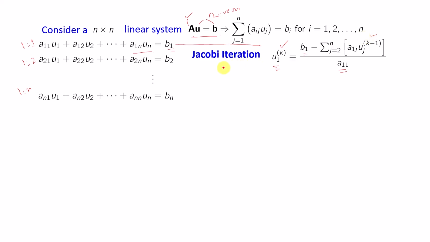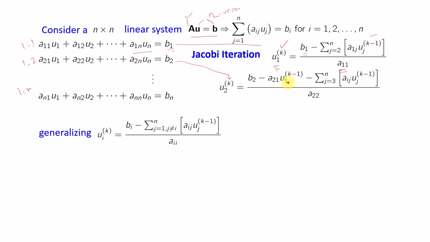Again, when I am solving for U2, I come to this equation, but I follow the same procedure here. U2 is on the left hand side, everything else I have taken on the right hand side, and moreover, all other U's I have taken at the k minus 1th iteration on the right hand side; only the left side U2 is at the kth iteration. When I am calculating this, I already know the value of U1 at the kth iteration, and yet I am still using the k minus 1th iteration value of U1 here.